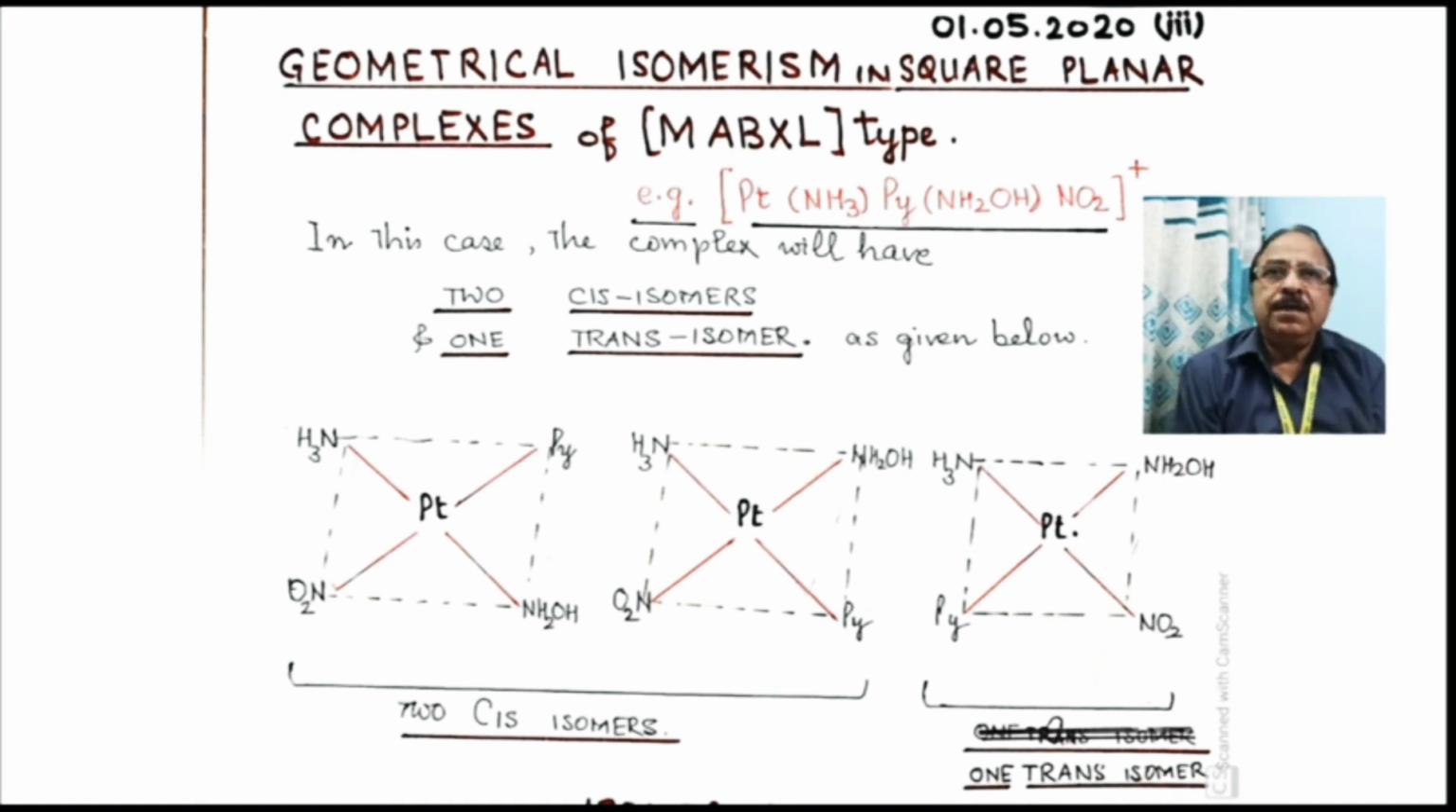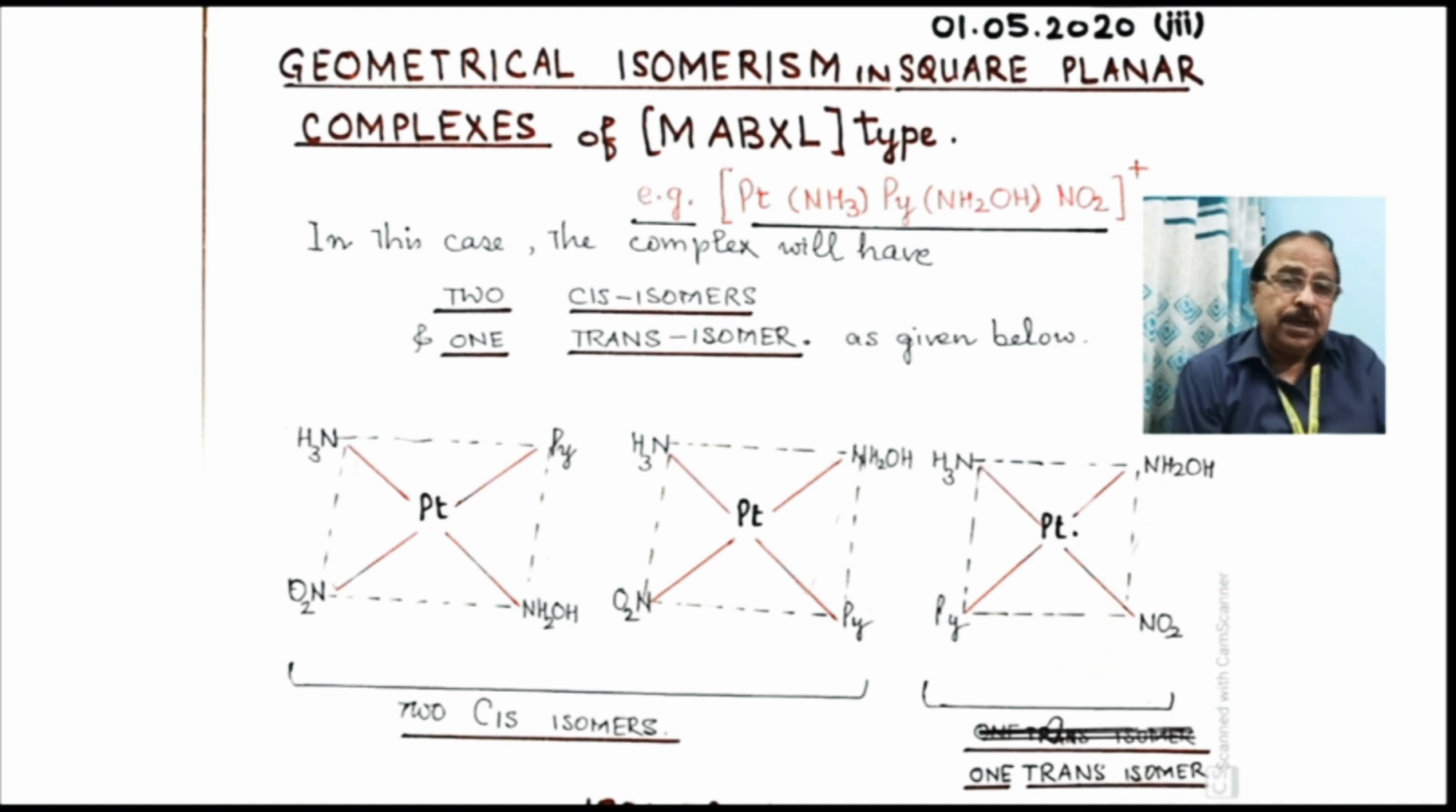Sir, how to draw the diagrams? You write the platinum in the center. Look at the first two diagrams, and on the left hand side you write the same ligands, the ammonia ligand and then the nitro ligand. In the second diagram also, above is the ammonia ligand and below is the nitro ligand. But how do these two differ? In the first one, pyridine is written above, whereas in the second one, pyridine is written at the bottom. Okay, so pyridine and hydroxylamine. In the second case, above is hydroxylamine and then pyridine in the lower position.